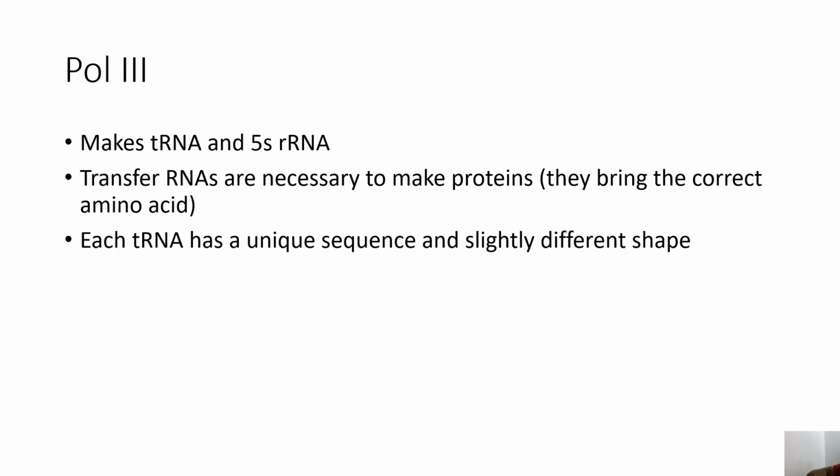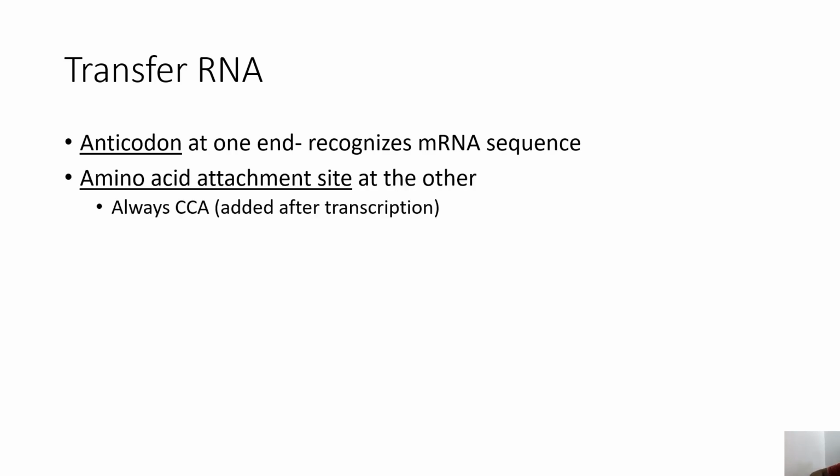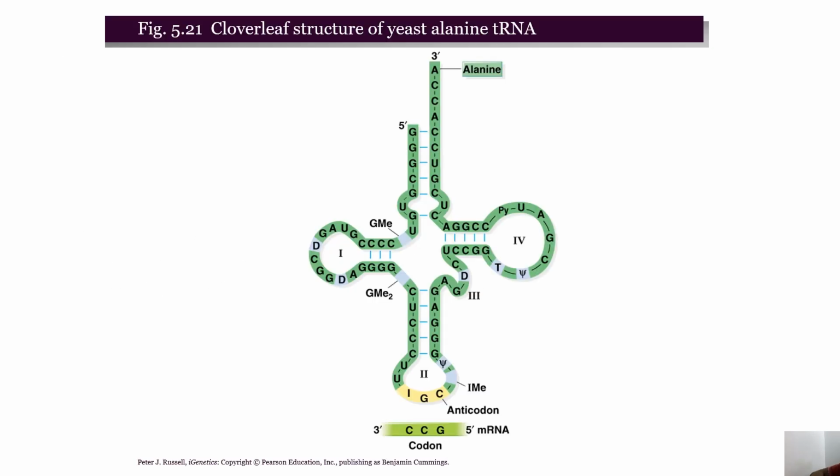RNA polymerase III makes tRNA and 5S rRNA. Transfer RNAs are needed to make proteins because they bring the correct amino acid. Each tRNA has a unique sequence and a slightly different shape. All are clover leaf shaped. If we talk about transfer RNA, the anticodon at one end recognizes the RNA sequence, and the amino acid attachment site is at the other. CCA is always added after transcription.